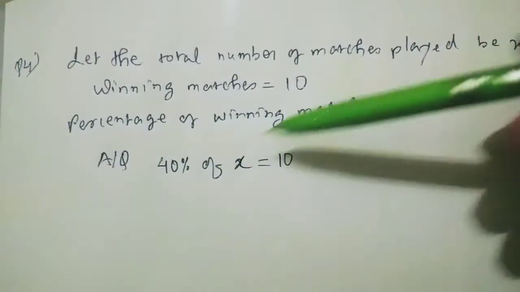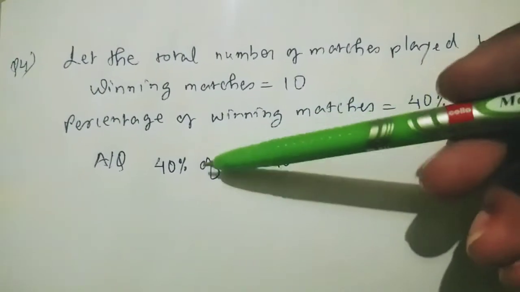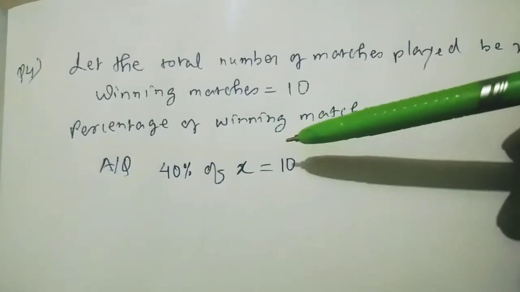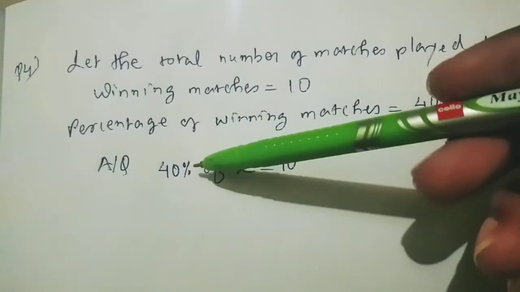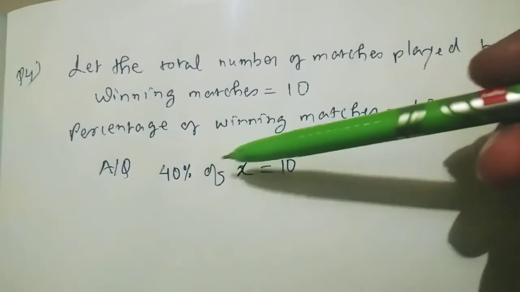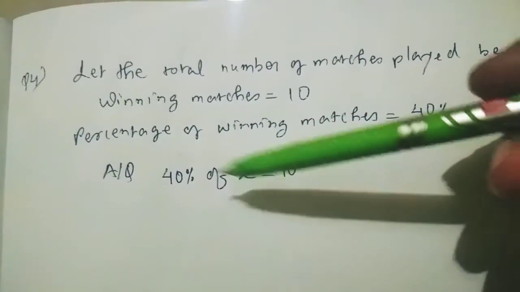The left-hand side and right-hand side should both be the same. How is it the same? See, 40% of x equals 10. How can you make the equation? 40% means the winning percentage. So how many out of how many total matches did they win?